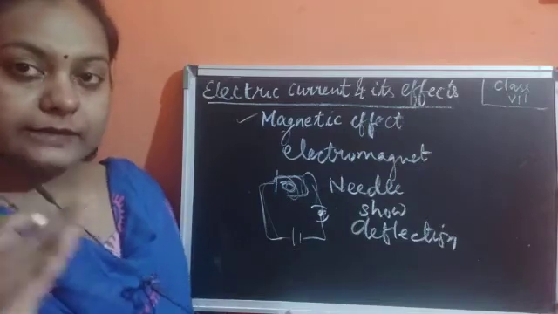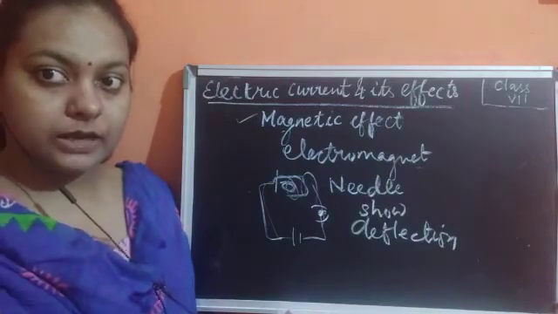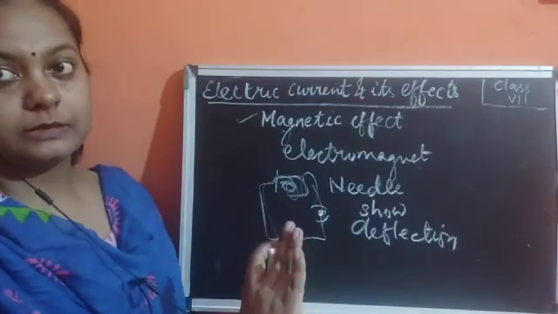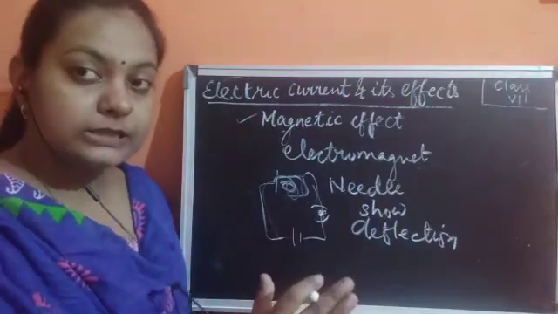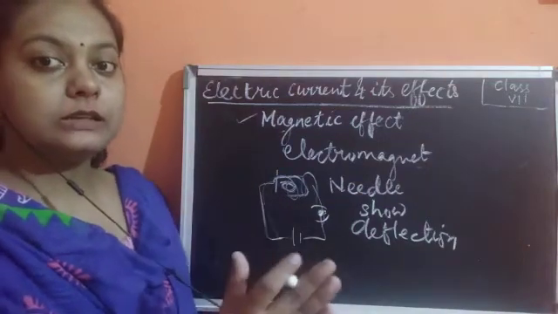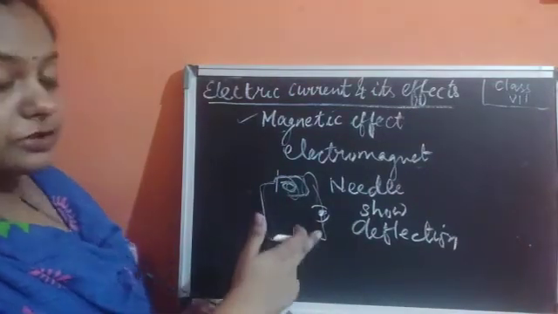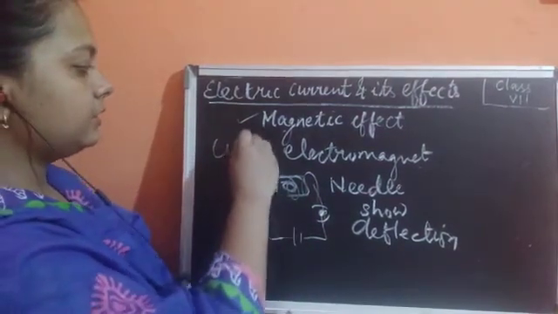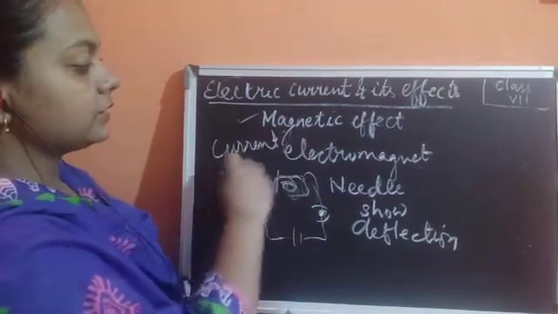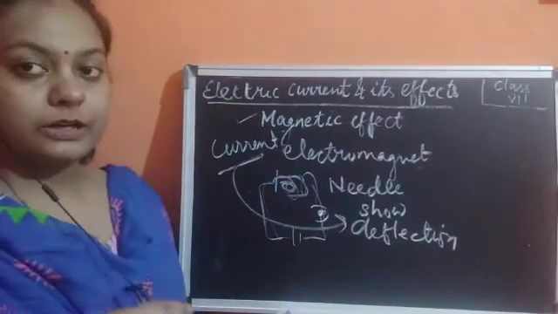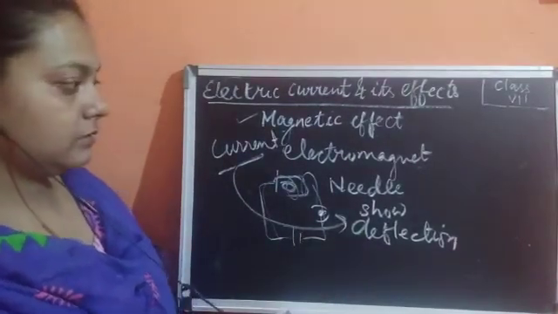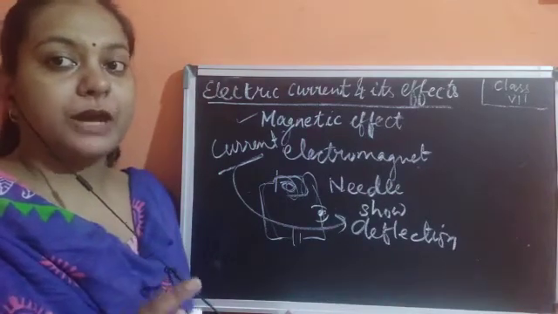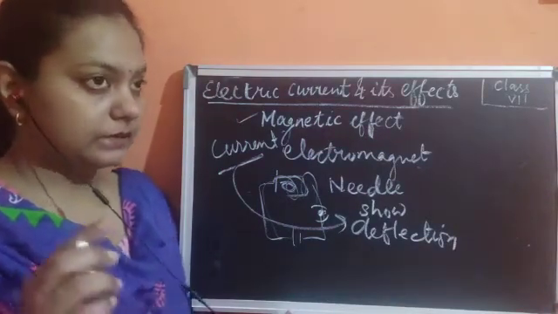Now what is the factor? The factor was electric current, because the circuit was already complete. But what is the difference? Why was the deflection of the needle only shown when the current was flowing? It means that it was the current which was determining the movement, the deflection, of this needle.